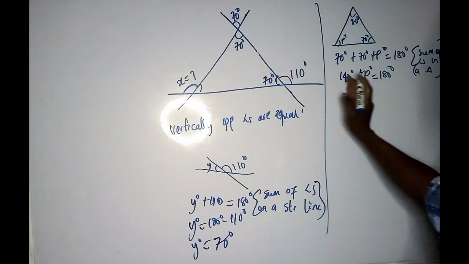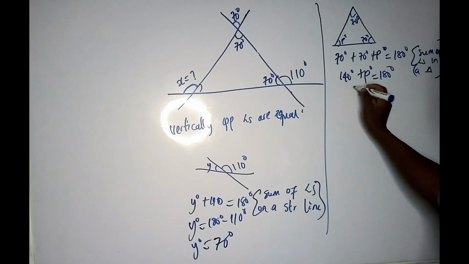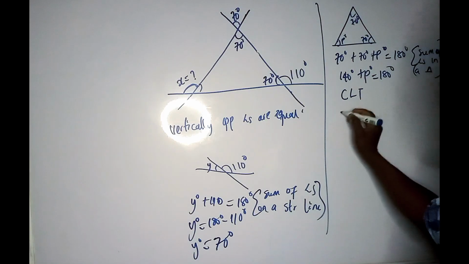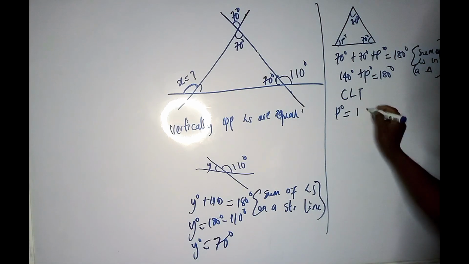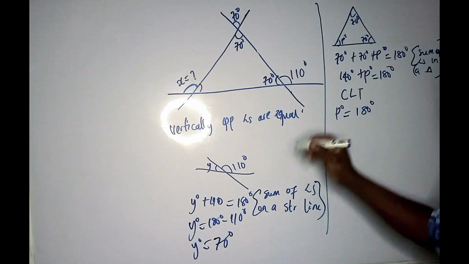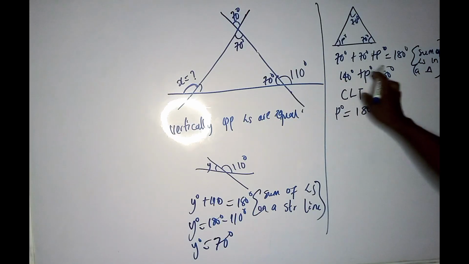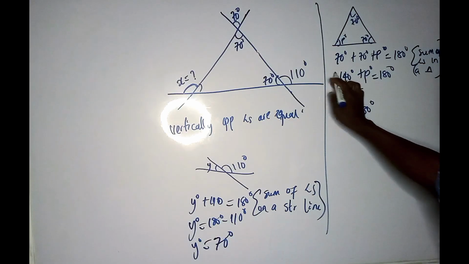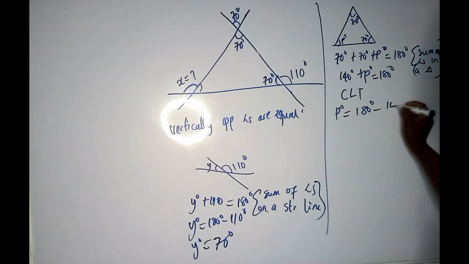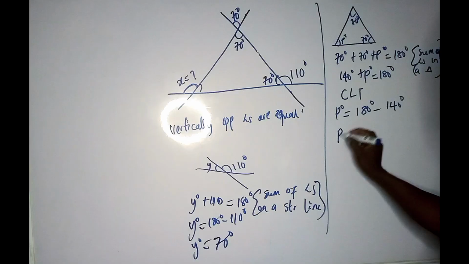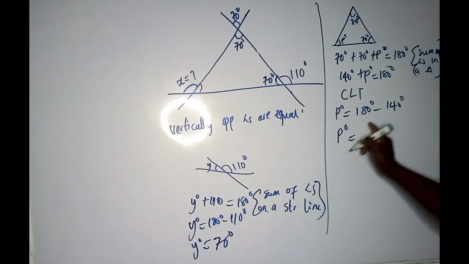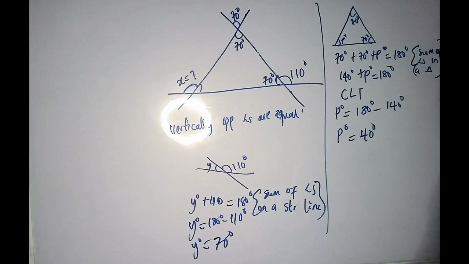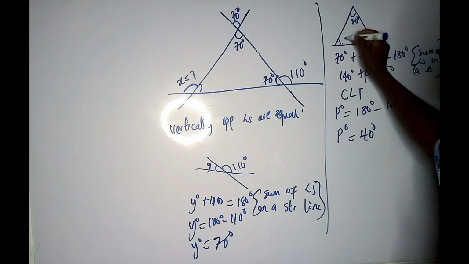So what do we do? We have numbers and alphabet. Therefore, we can collect like terms to separate numbers from alphabet. Now we say p degrees equals 180 degrees. As I've been saying, the moment that 140, which is a number, comes to meet 180, the sign here is positive, it is going to become negative 140 degrees. Now you have p degrees equals 180 minus 140. That gives us 40 degrees, which means that p is now what?